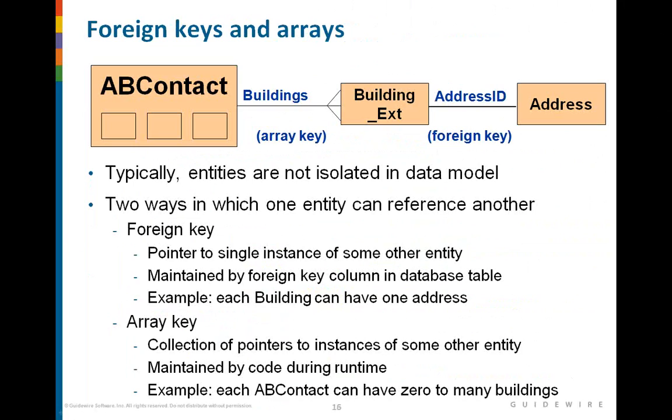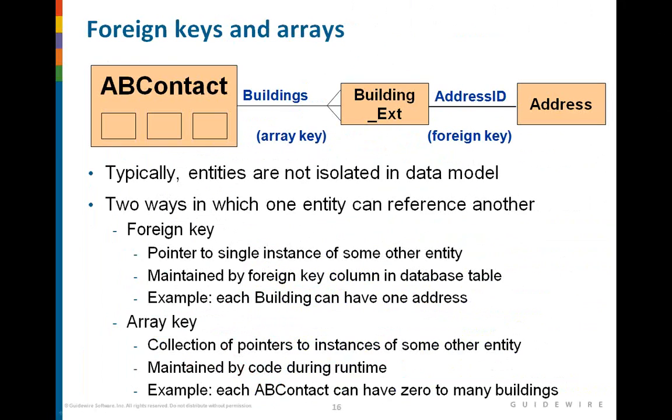So whenever there is a requirement to handle a one-to-one relationship, we have to use the foreign key. If you want a relationship like one-to-many, then we have to use the array key tag.